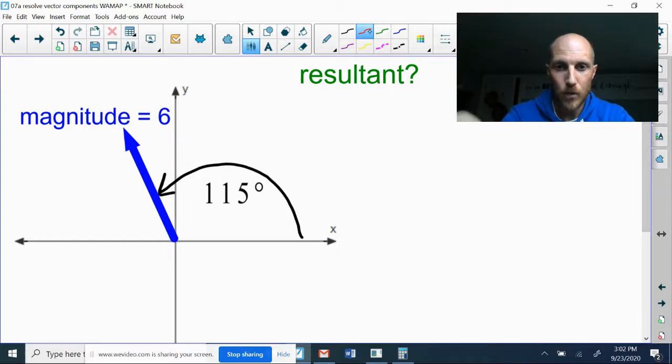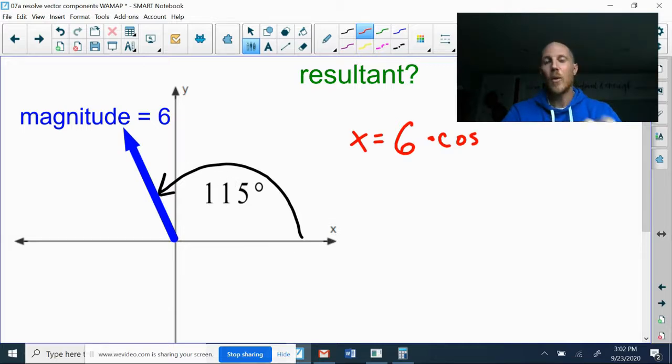Okay, let's jump back to that example I had drawn a few minutes ago and see if we can find the two components. I'm pretty sure I had the x component in red. So I'm going to need the magnitude of the vector, which is 6. I'm going to multiply that by the cosine of this angle, 115 degrees, which is measured from the positive side of the x-axis, the right-hand side of the graph, going counterclockwise around until we get to where that vector is.